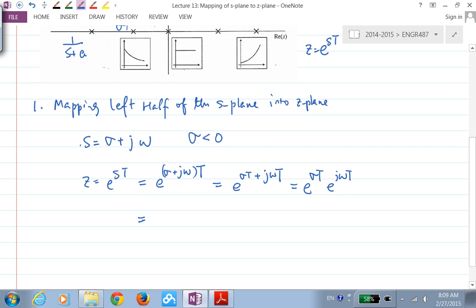Then e to the power of sigma T is a real number, and e to the power of j omega T is a complex number, which is cosine omega T plus j sine omega T. And as we know, when you add a multiple of 2 pi, it doesn't change. So sine of theta plus 2 pi is still sine theta.